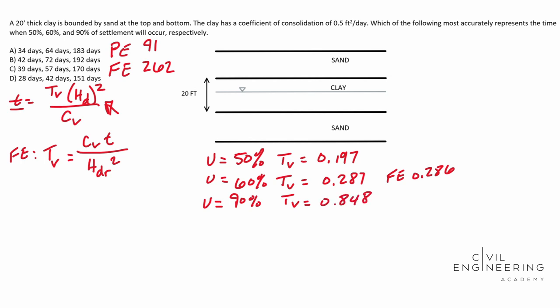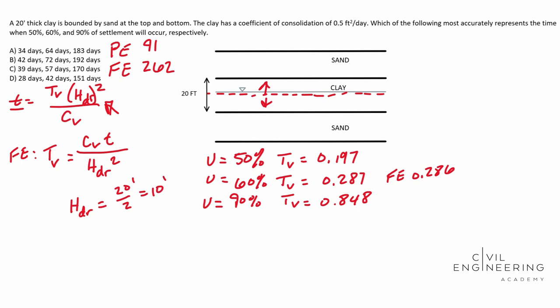Okay, very good. Let's go ahead and move on. So we solved for our unknown Tv. Well, now we need to find our Hdr. This is your height drained. Our clay, whenever it's saturated, can drain this way and this way because it's double drained. It's bound by sand, so it can drain, right? So that means it's going to be half of that 20 feet. So our Hdr is 20 feet divided by 2. So that means it's 10 feet.